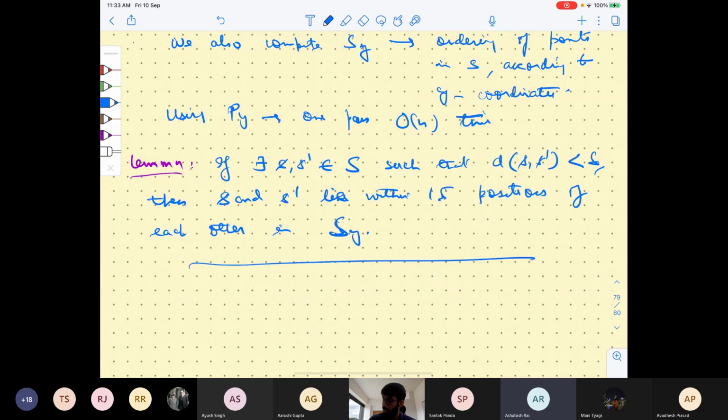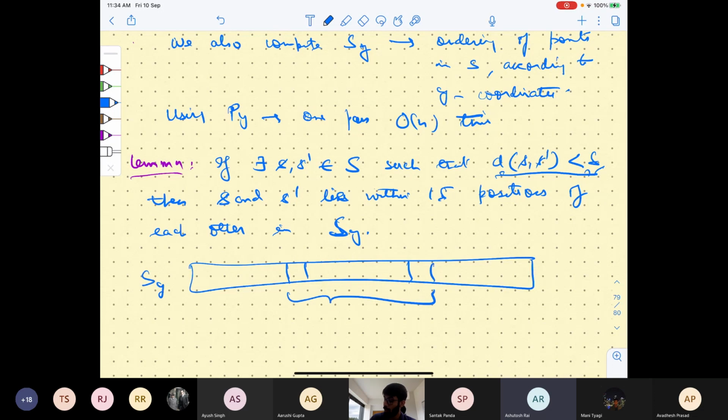Okay, so you have this Sy, the sorted array. So what does it say? That if you look at two points such that their distance is at most delta, then their distance in Sy can be at most 15. So this is what the lemma says.